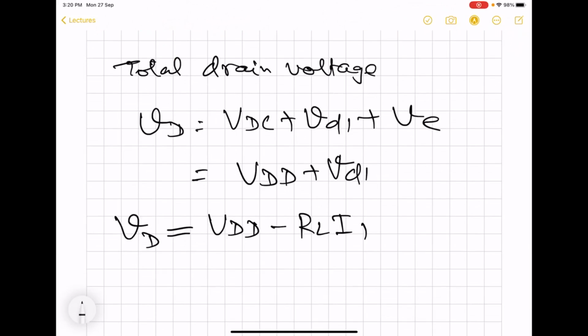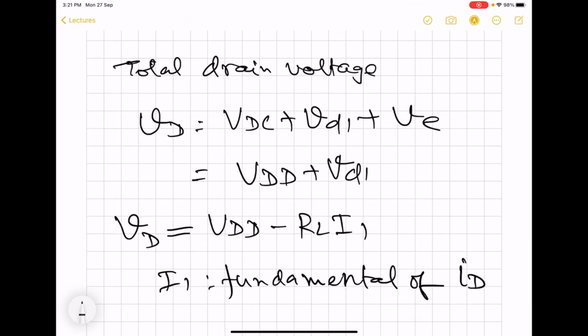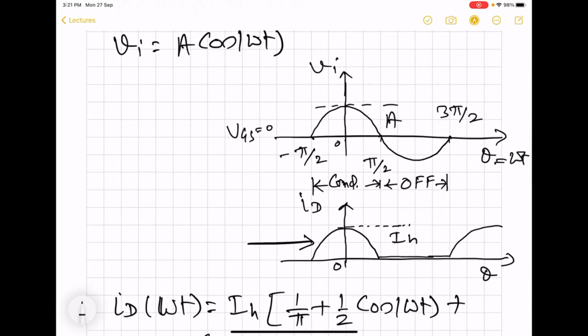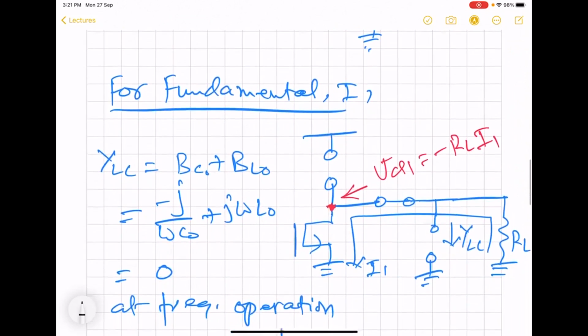And what is this I1? I1 is the fundamental of the total drain current for this half wave rectified waveform. So the I1, that means the fundamental of this waveform, is going to flow through the load, giving rise to a pure sinusoid output voltage. And the other harmonics will flow through the LC network and get short circuited out. They will not contribute any voltage. So we can now draw the waveform.